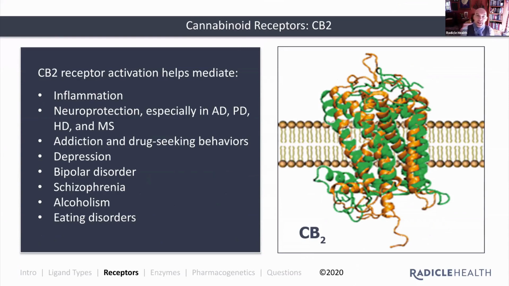The number of available CB2 receptors increases significantly during inflammation. So these are actually made on demand. And of course, we know that CB2 receptor activation does not produce the psychoactivity that's associated with CB1 activation. CB2 receptor activation helps mediate inflammation, neuroprotection, especially in cases of Alzheimer's, Parkinson's, Huntington's, and MS, addiction and drug-seeking behaviors, depression, bipolar, schizophrenia, alcoholism, and eating disorders.